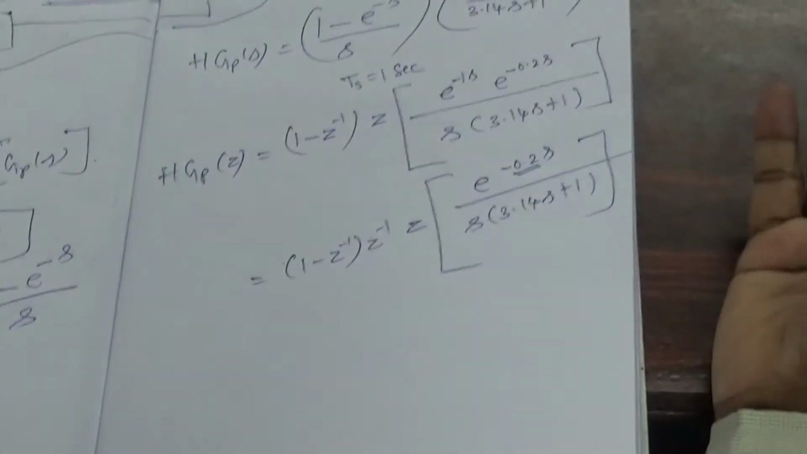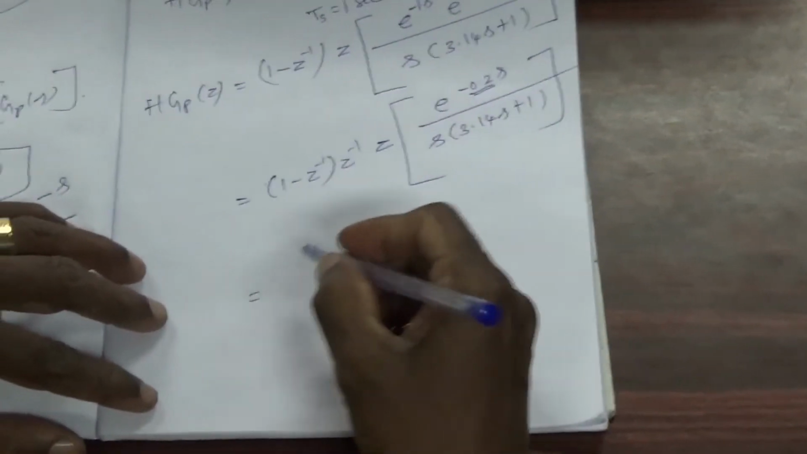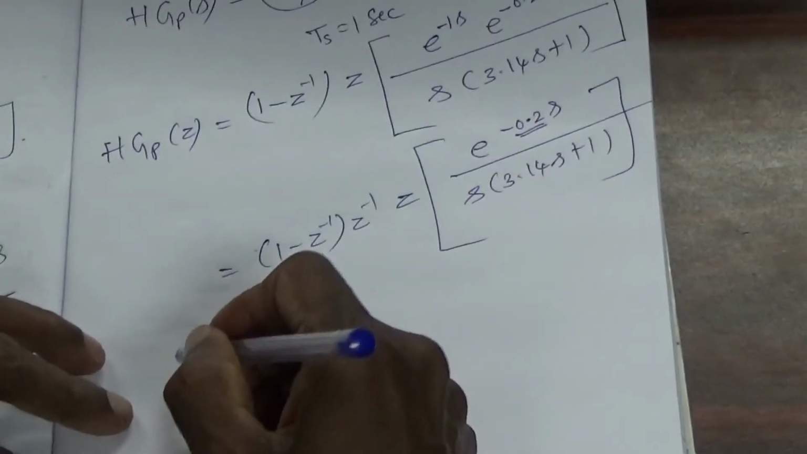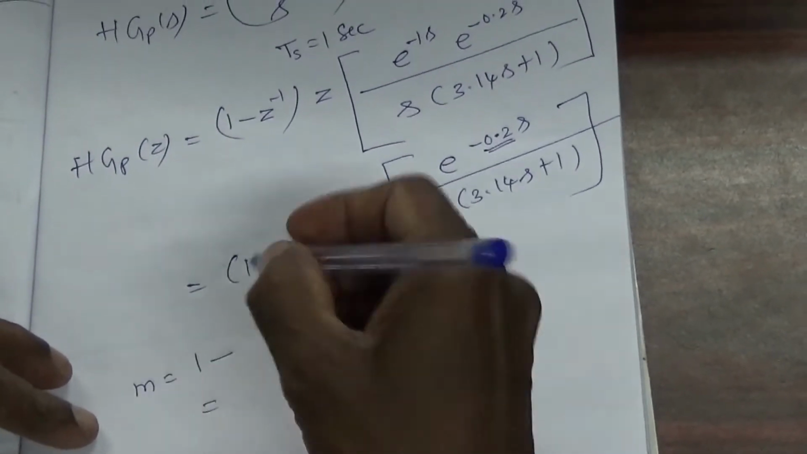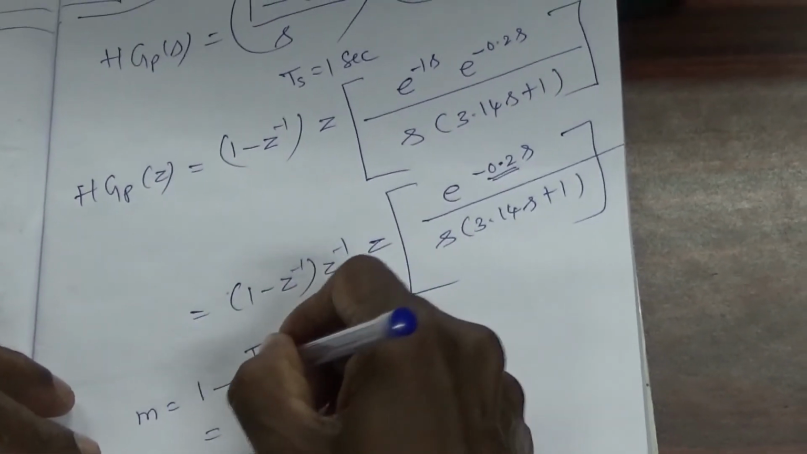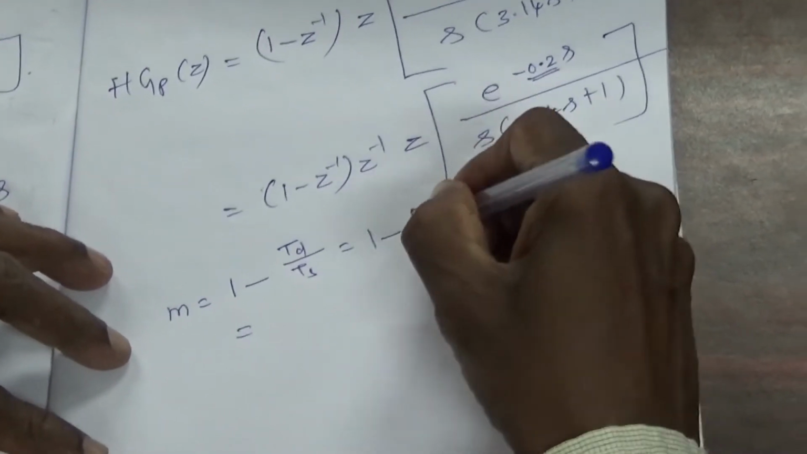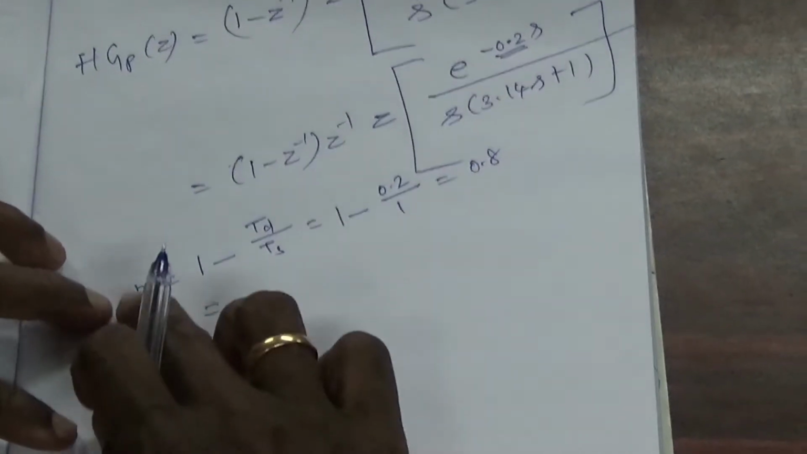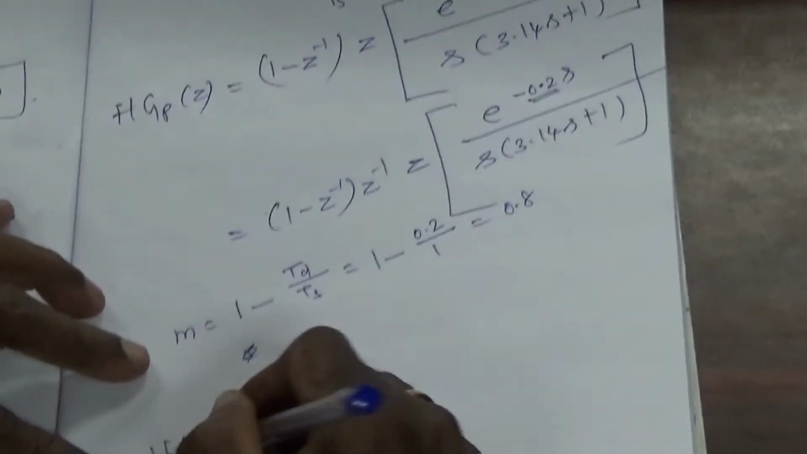0.2 is not an integral multiple of the sampling period. That's why we must go for the modified Z transform. We have to go for the modified Z transform because this 0.2 is less than the sampling period. Therefore we have to find m equal to 1 minus dead time divided by sampling period. That is equal to 1 minus dead time, which is 0.2, with sampling period 1. Therefore 1 minus 0.2 equals 0.8. m equals 0.8.